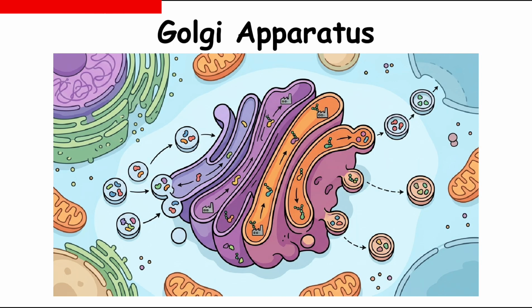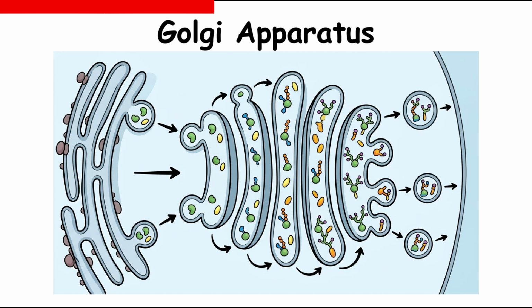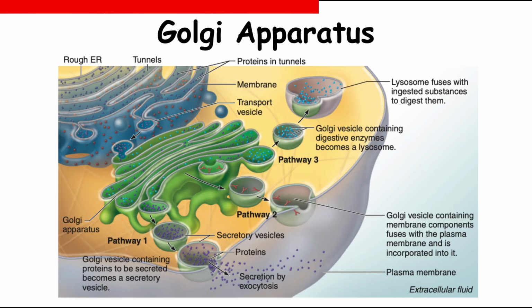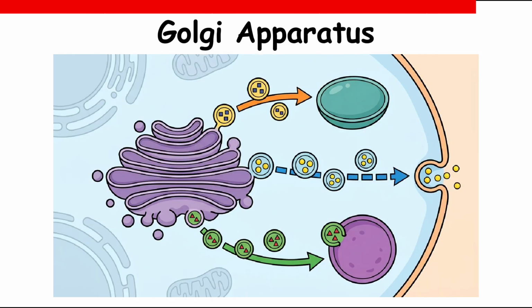Golgi apparatus. The Golgi apparatus is a series of flattened membrane sacs that acts as an important processing, sorting, and shipping center. Proteins and lipids arriving from the endoplasmic reticulum are modified as they move through the Golgi. The Golgi then sorts these molecules and packages them into vesicles according to their destinations. Some materials are sent to the cell membrane, some to lysosomes, and others remain within the cell.